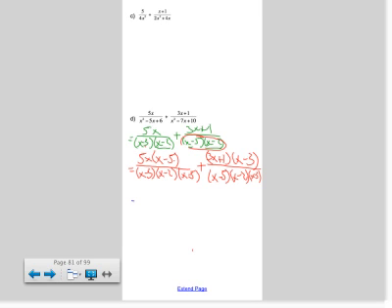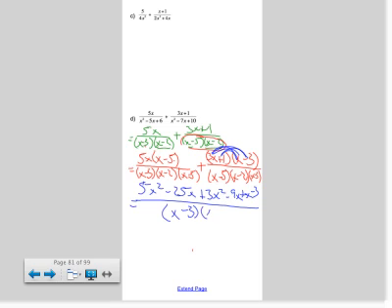Alright, now I start simplifying. So on top here I have 5x squared minus 25x plus, I'm going to FOIL this out, so I get 3x squared minus 9x, I'm going to run out of room. I already did that. Plus x minus 3. All of that over x minus 3, x minus 2, x minus 5.